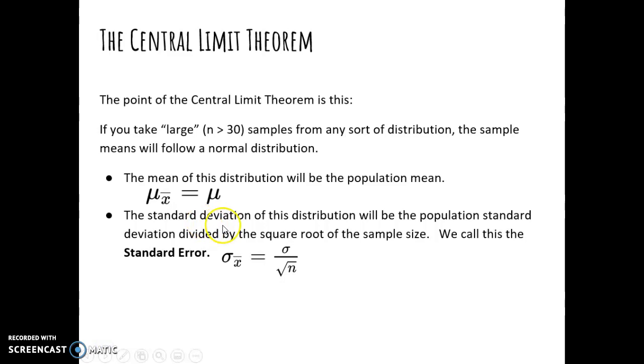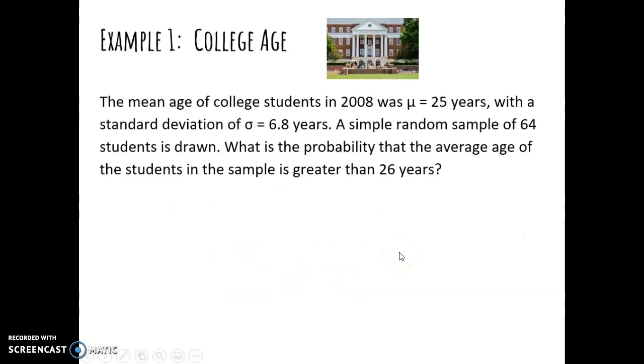Now let's talk about the standard deviation of the sampling distribution, the distribution of the sample means. It is going to be the same as the population standard deviation divided by the square root of whatever the sample size is. So we call this standard error. So the standard deviation of the sample means, x bar, instead of calling it the standard deviation of the sample means, we call it standard error. And it is the population standard deviation divided by the square root of n. You definitely need to know this formula.